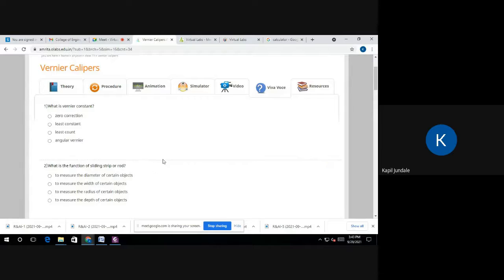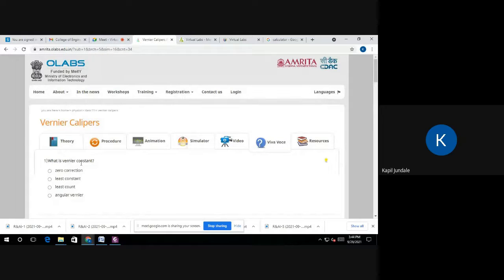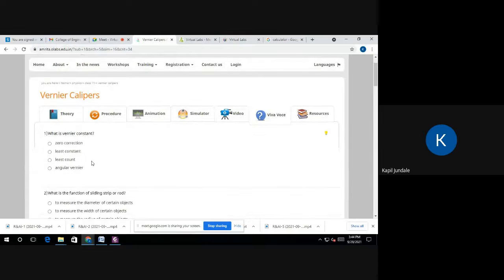Now we have to solve this test. Now, what is the vernier constant? Who will tell me what the vernier constant is? They have given four options: zero correction, least count, and angular vernier. Which one is the correct one?